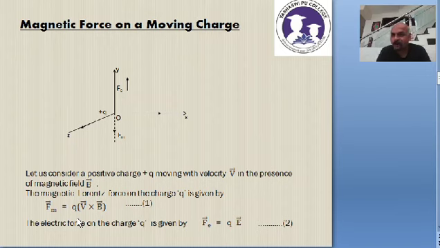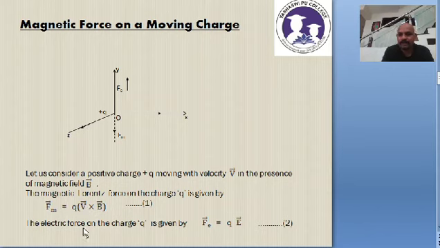If you elaborate that, you know what A cross B is. A cross B is equal to AB sin theta. Here V cross B will be equal to VB sin theta. Therefore, the equation becomes magnetic force is equal to Q V B sin theta, where theta is the angle between B and V. This is the magnetic Lorentz force acting on a charge moving in a magnetic field.